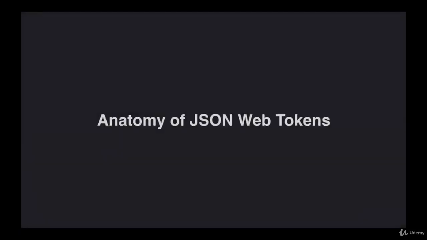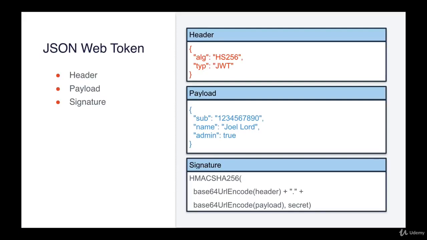Modern applications typically use JSON Web Tokens to pass information around. So what exactly is a JSON Web Token? It's basically just a JSON object that has three main components: a header, a payload, and a signature. Now the header will describe the token. So it will say something like, this is the algorithm that I'm using for the signature, and this is the type of token that I am, in this case a JWT.